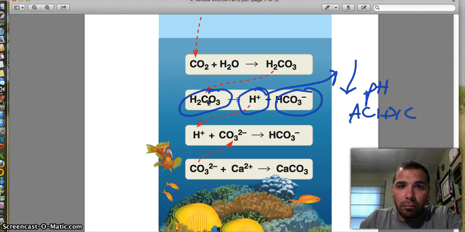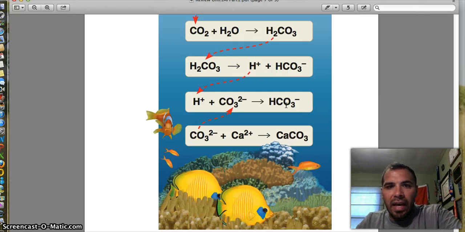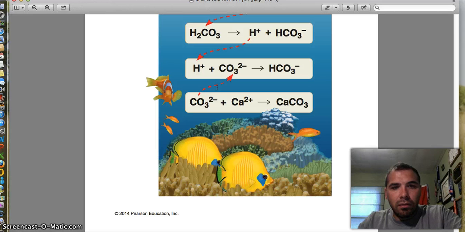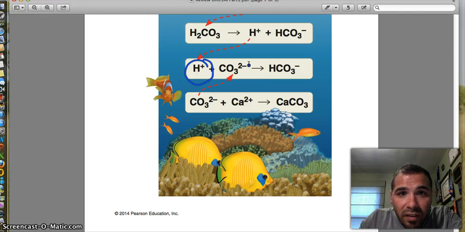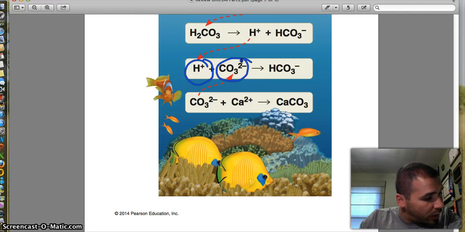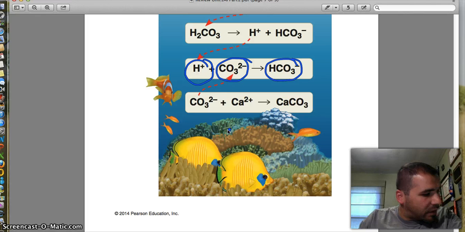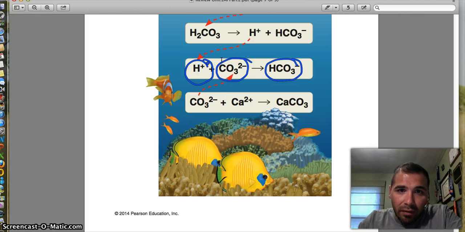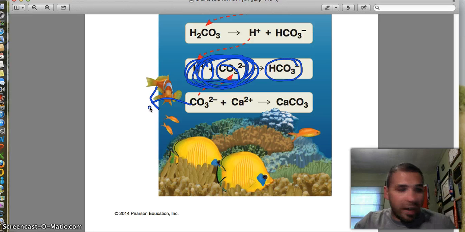So we've got our carbonic acid. It dissociates into H pluses and bicarbonate. Now we've got these H pluses here. The added H plus combines with CO3, which is carbonate ions, forming more HCO3. Okay. Now, these two are combining, I'm going to circle that, and this means that there is less carbon available for calcification.